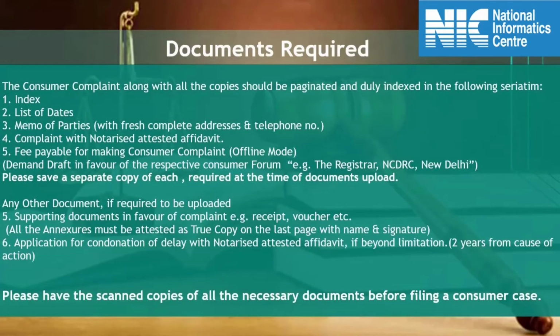Before beginning with consumer complaint filing process, let's first see the documents list that can be required at the time of filing consumer complaint. Please ensure that the copies should be paginated and duly indexed in the following order. These are index, list of dates, memo of parties, complaint with notarized attested affidavit and fee payable through offline mode. Please save a separate copy of each document as these will be required at the time of documents upload. Any additional document can also be uploaded like any supporting document or application for condonation of delay. Please have the scanned copies of all the necessary documents before filing a consumer case.